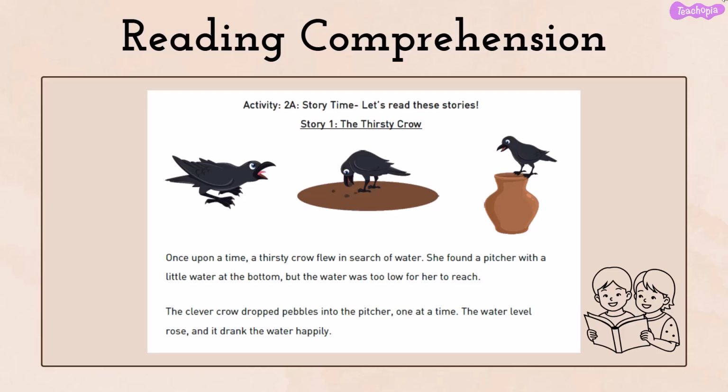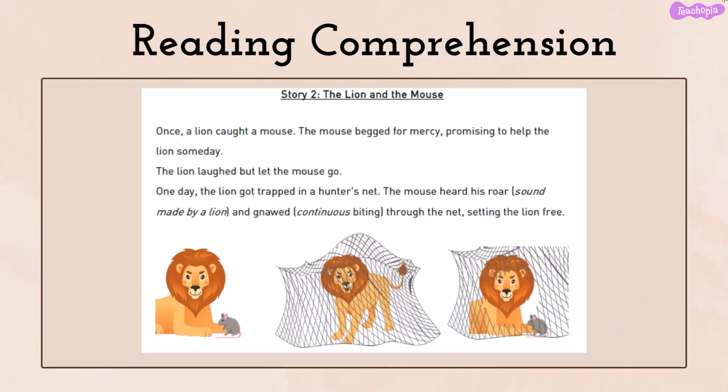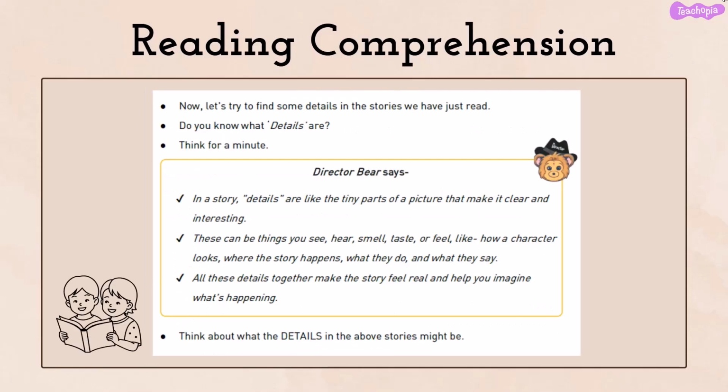Next, we move on to reading comprehension. Here, two passages are given to the learners, one of the thirsty crow and next of the lion and the mouse. Once the learners have read this and try to understand it, the director bear then asks a few questions, reflective questions. Details of the story, small details of the story are to be noticed.